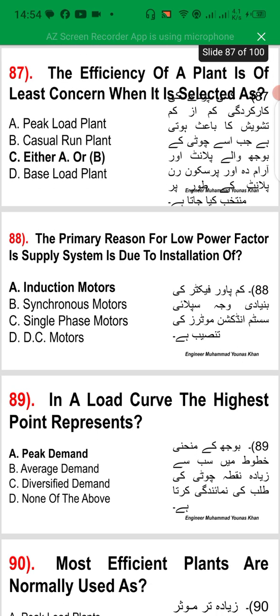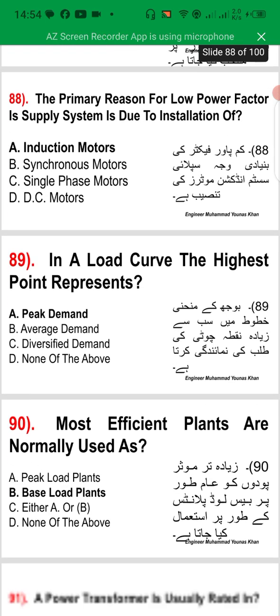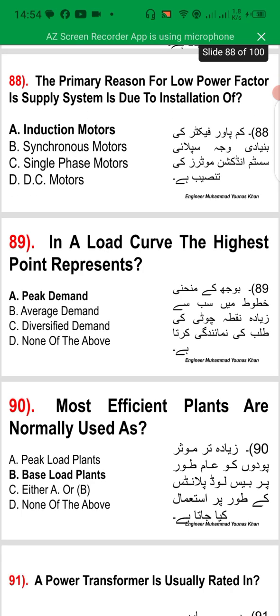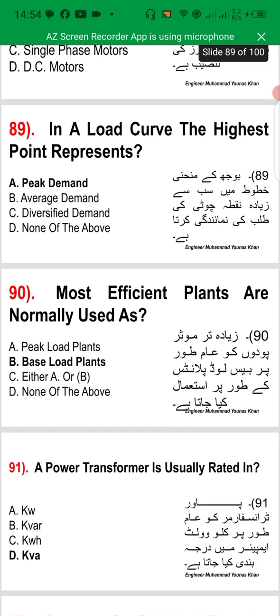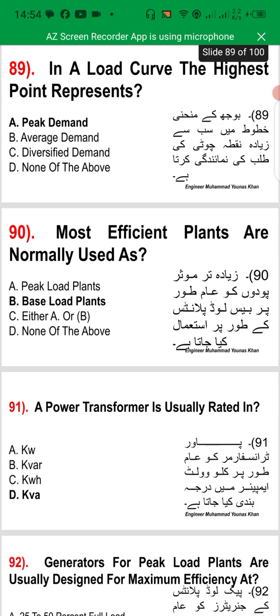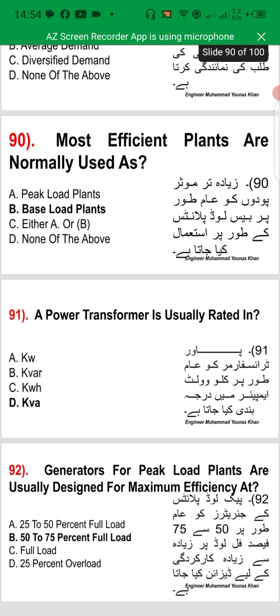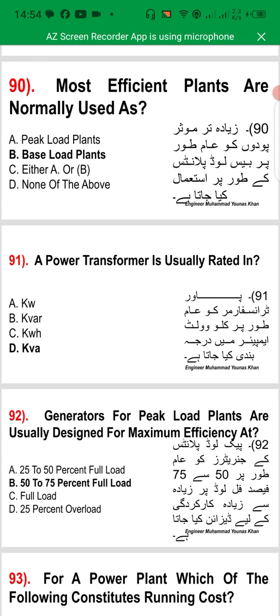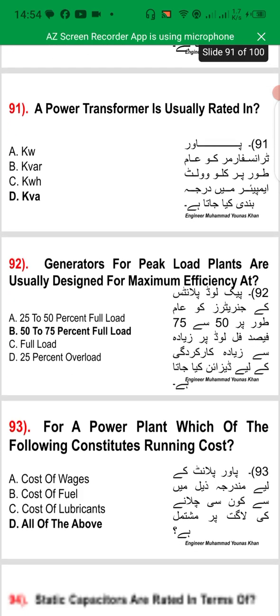The efficiency of a plant is of least concern when it is selected as peak load plant, casual run plant. The primary reason for low power factor in supply system is due to installation of induction motors. In a load curve, the highest point represents peak demand. Most efficient plants are normally used as base load plants.